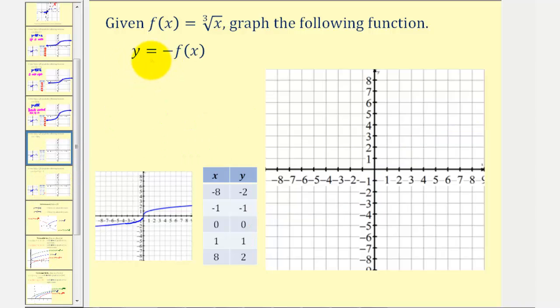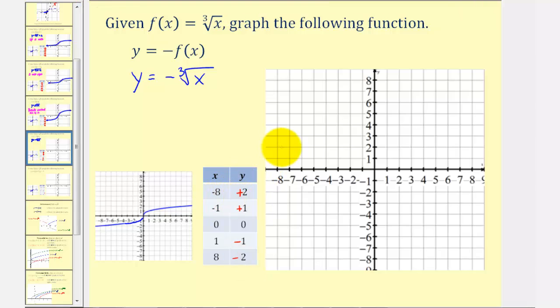Now we have y equals negative f of x, which would be equivalent to y equals negative, or the opposite of, the cube root of x. So notice our function here would change the sign of the function values, or the y values, of the basic cube root function, which means to graph this function, we can change the sign of the y coordinates of the basic function using our table of values. So this y coordinate would become positive 2. This would be positive 1, 0, negative 1, and negative 2. Let's go ahead and plot these 5 points.